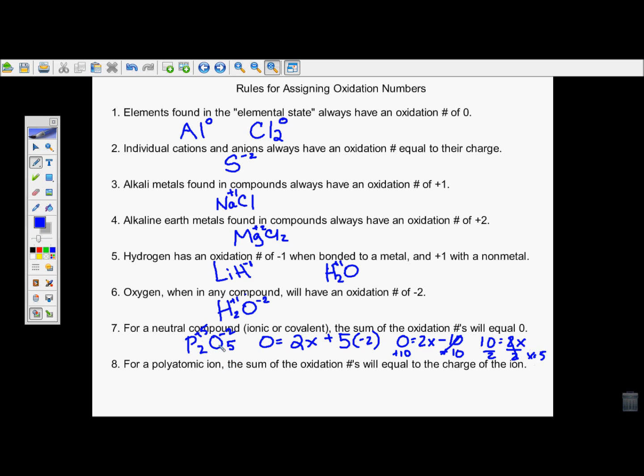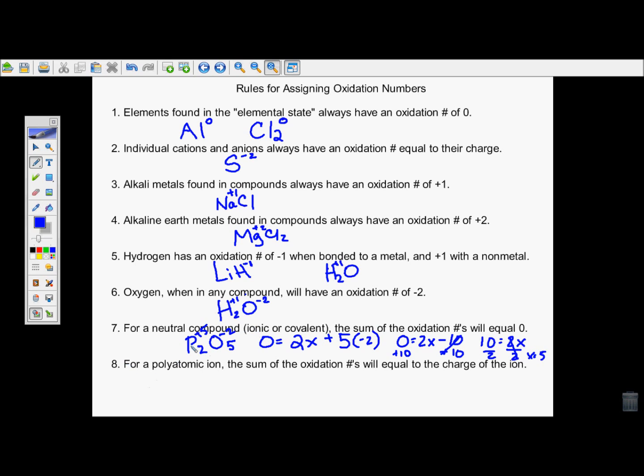And a way to check your work is just to look to see that they cancel out. +5 times 2 is +10, -2 times 5 is -10. So yes, +10 and -10 cancel out to give you a sum of 0. So this works for any neutral compound, ionic or covalent compound.